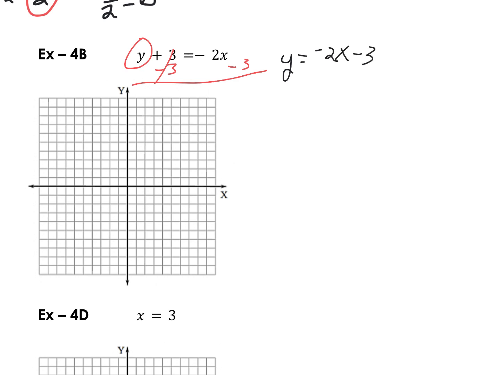So let's do step 1 first. So our b is equal to -3. So I'm going to plot -3 down here. And then our second step is our slope. So our slope is -2. So I'm going to write that as -2 over 1, or change both signs, +2 over -1. So with my rise here, I'm going to go down 2 to the right 1, or up 2 to the left 1.